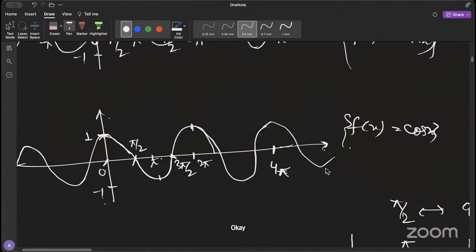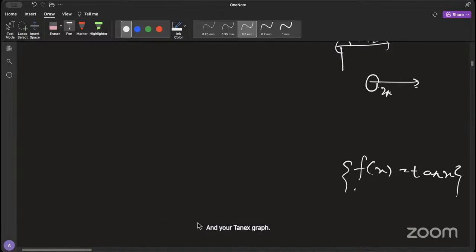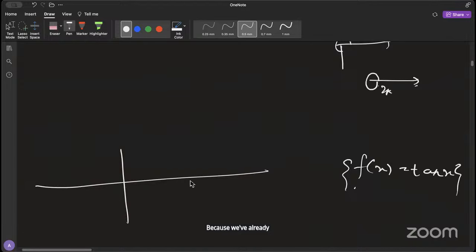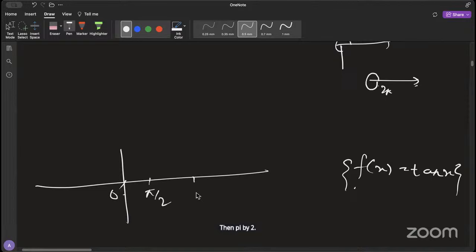Okay. Then the last graph was for f(x) = tan x. And your tan x graph, because you've already seen that the domain cannot have the pi by 2 value, looks like this. You have 0 here, then pi by 2. Then let's have pi here. And you will have 3 pi by 2 here and 2 pi, right? That's what we have been taking so far in the other graphs too.